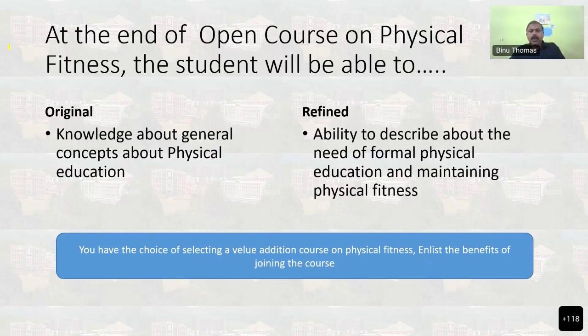So these two outcomes are different, because this one is demonstrable. The students can demonstrate, or the instructor can measure whether the students are demonstrating this, and you can use a question like this: you have a choice of selecting a value addition course on physical fitness, enlist the benefit of joining the course. So you can ask a question like this.